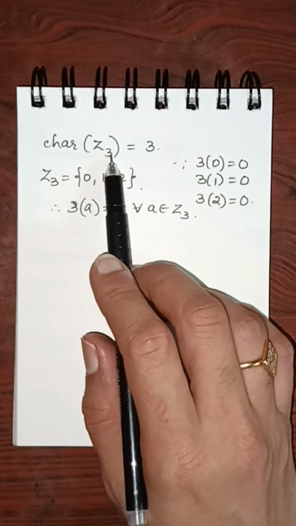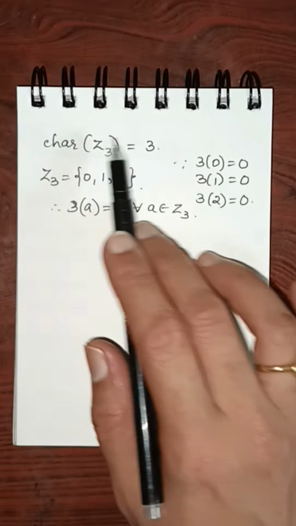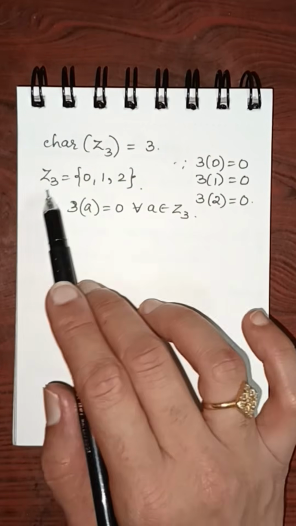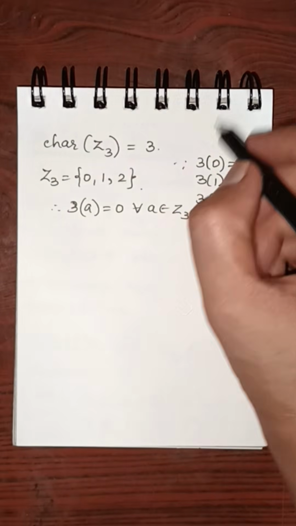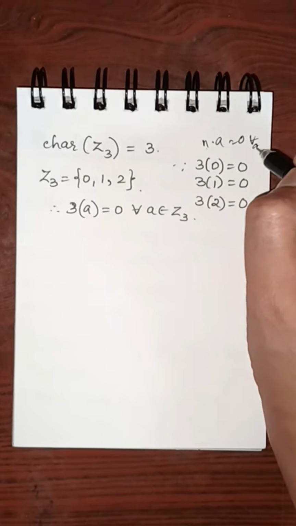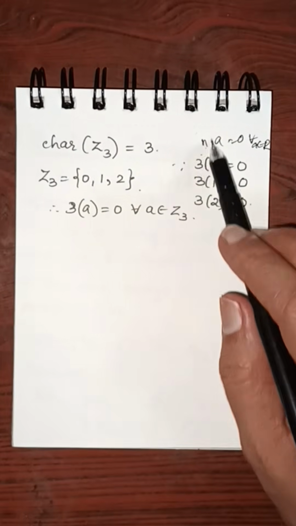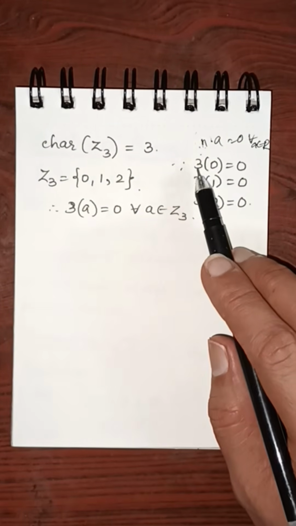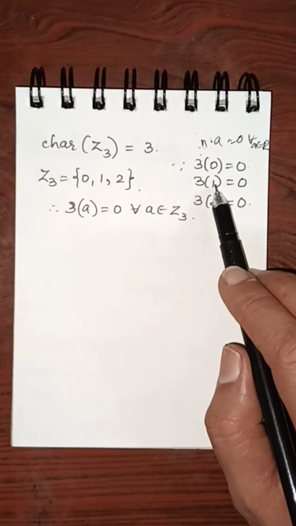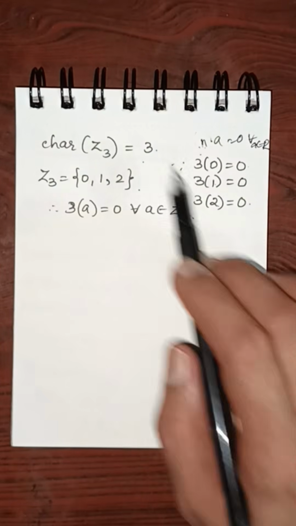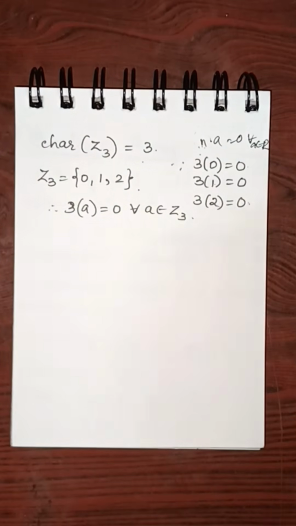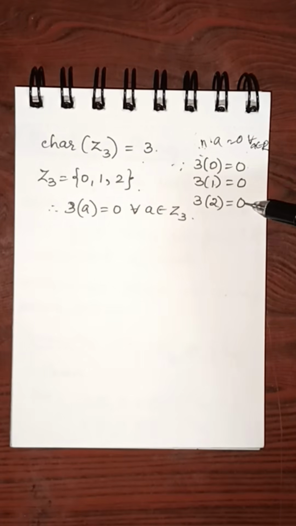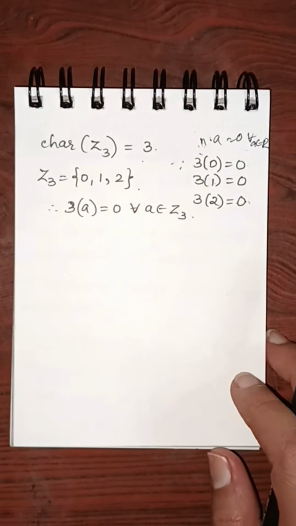See, characteristic of Z3. It is always 3. You know that characteristic of Zn is n. That is because Z3 has 3 elements: 0, 1, 2. n into a equals 0 for all a belonging to R. So, which is that number n? Positive integer 3, because 3 into 0 gives you 0. 3 ones are 3, but under modulo 3, the remainder obtained is 0. 3 twos are 6, 6 by 3 remainder is 0. Therefore, this 3 multiplied with every element of Z3 gives you answer 0. Characteristic of Z3 equals 3.